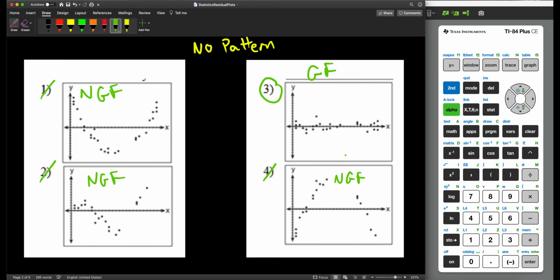So the only choice that does not have a pattern is choice 3. That's how it will come up on a Part 1 Regents. Now, let's take a look at a Part 2 Regents question.